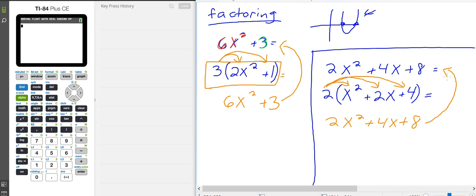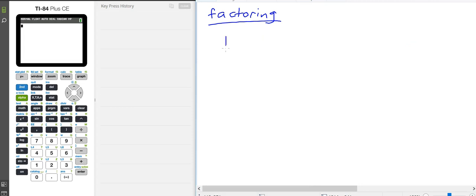Later on, we'll learn how to further simplify this answer that we got, using reverse FOIL, but that will be in a later video. Let's try another question. 18x squared plus 92. We want to find something that 18x squared and 92 are both divisible by, so we can pull that out. Now, how do we know what 18 and 92 are both divisible by? We can have our calculator tell us.